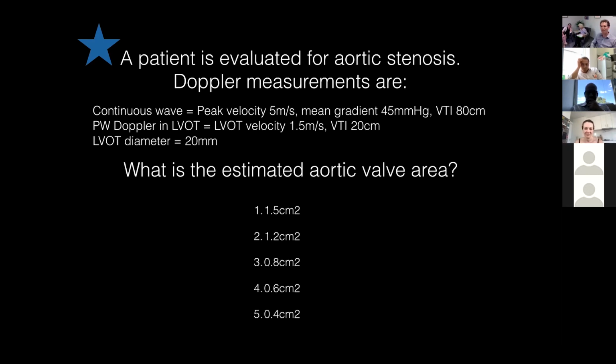So the little trick that I did in there to try and trip everyone up is I put 20 millimeters in there. So just remember, everything's got to be in the same units. If your VTI on your machine is given in meters per second, you've got to change it into centimeters. If your measurement is in millimeters, you've got to put it up to centimeters in your LVOT. So yeah, the answer is 0.8. And yeah, just go through it systematically.